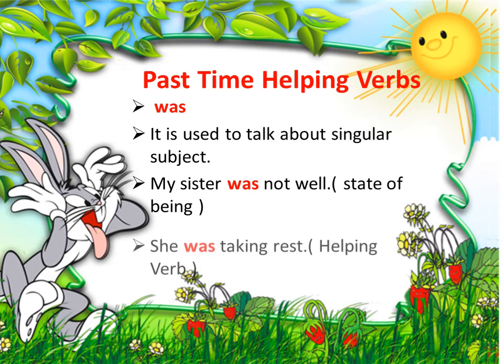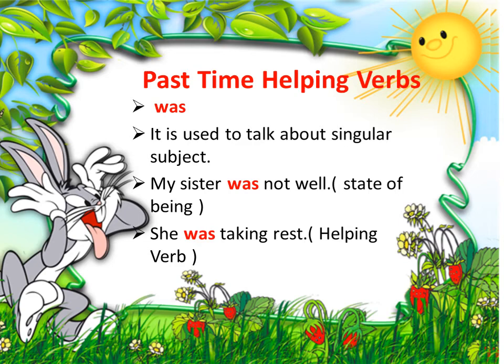It is also used to tell past activity. The activity that was taking place in past. कोई भी activity जो past में चल रही थी, it was continue. So to show such type of activity, we'll use was. Like she was taking rest.